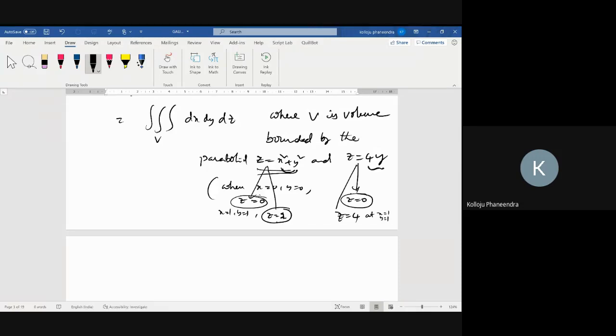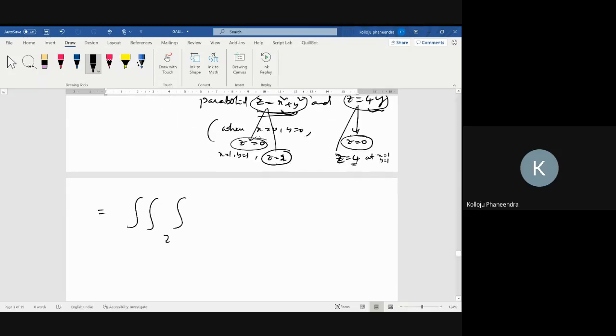So, which one is the upper one? Z equal to 4 is the upper one, right? So z equal to 4y will be the upper limit and z equal to x square plus y square will be the lower limit. Therefore, first let me write the z limits. The lower limit lies on the paraboloid, z equal to x square plus y square, and the upper limit lies on the plane. What does the integrand become?